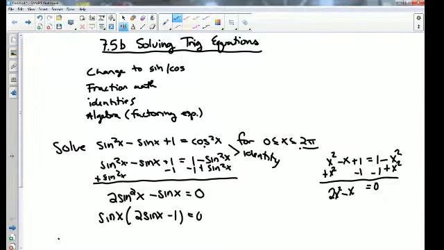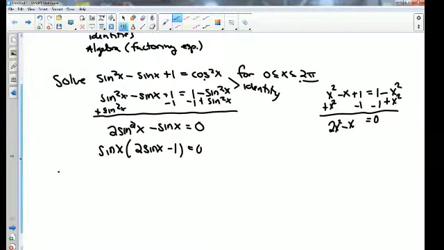To solve this trig equation, we use an identity. And now we're down to here. Again, if you can factor, you have to factor. Okay, so keep that in mind. What do I do at this point?